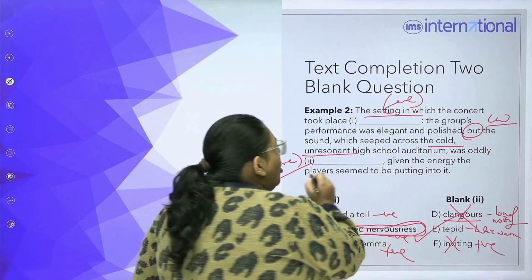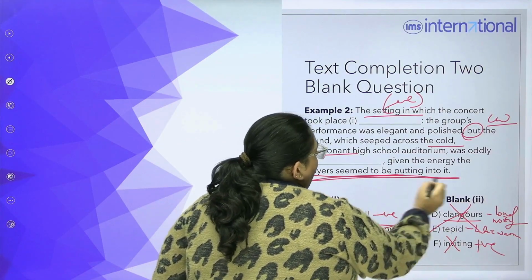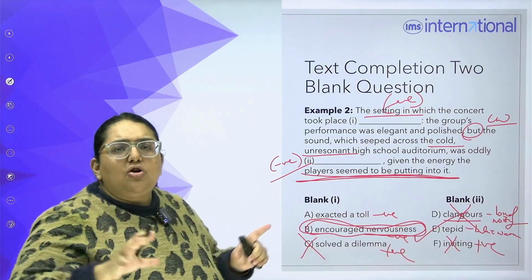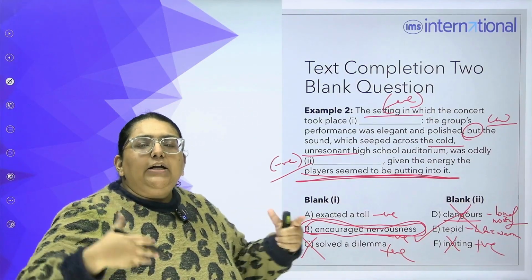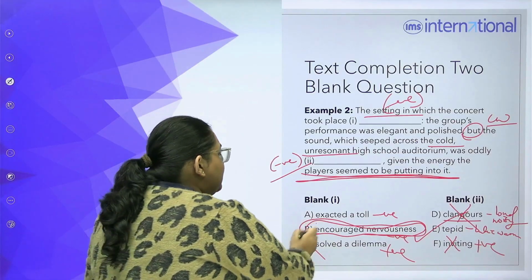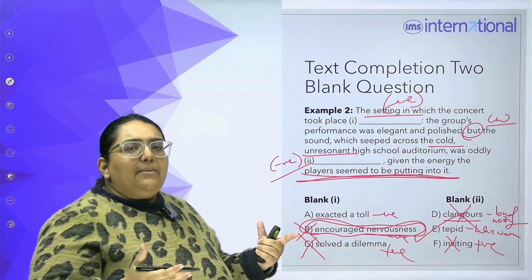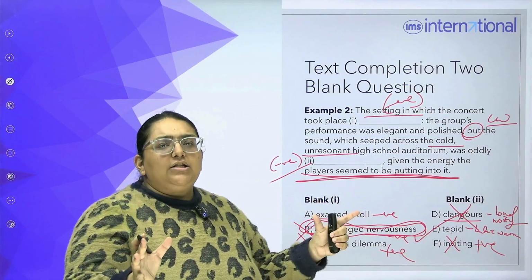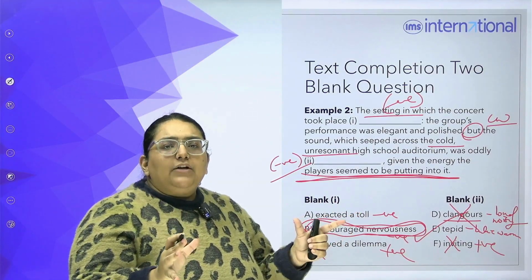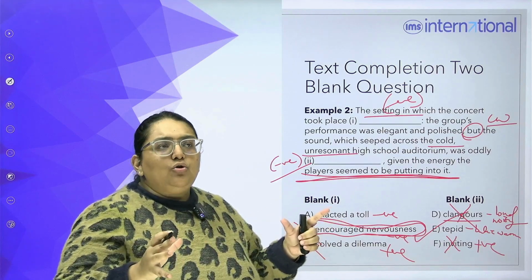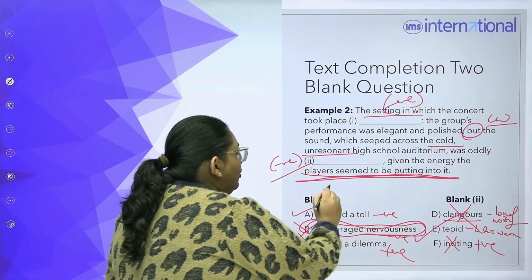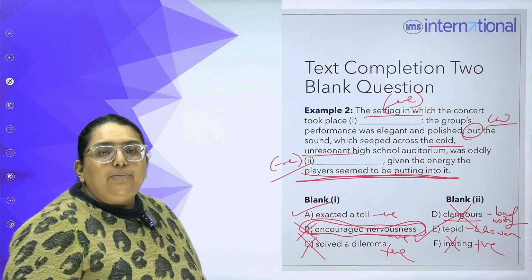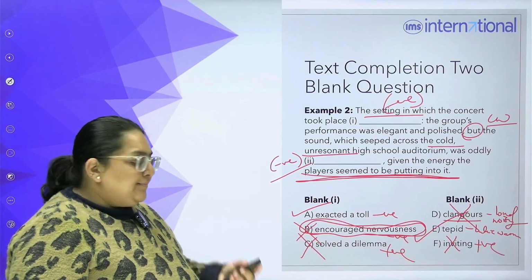They put a lot of energy into their performance. They were not confused, or they were not nervous. There isn't a situation which is causing or leading to nervousness here, but it is taking a toll on them. They have to use a lot of energy. They were using a lot of energy, but they were still not able to make the place lively. So exacted a toll and tepid would be the correct choice.